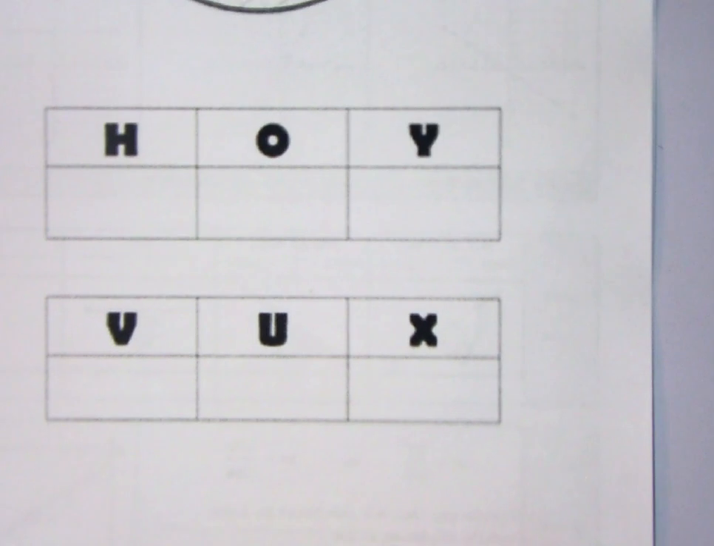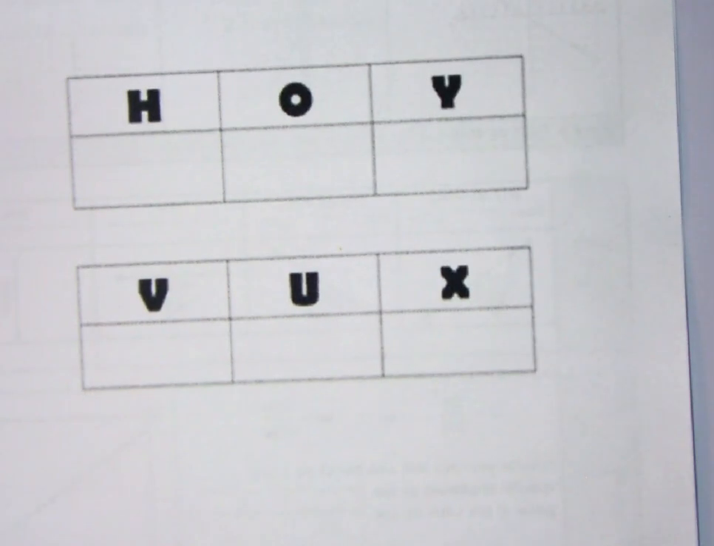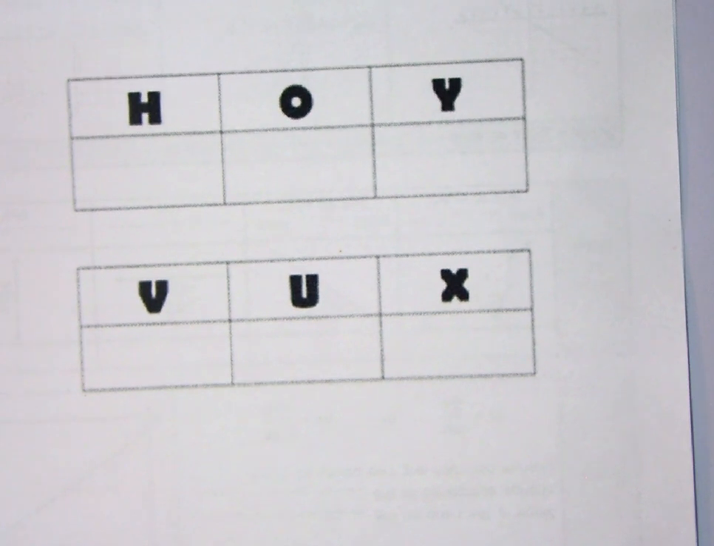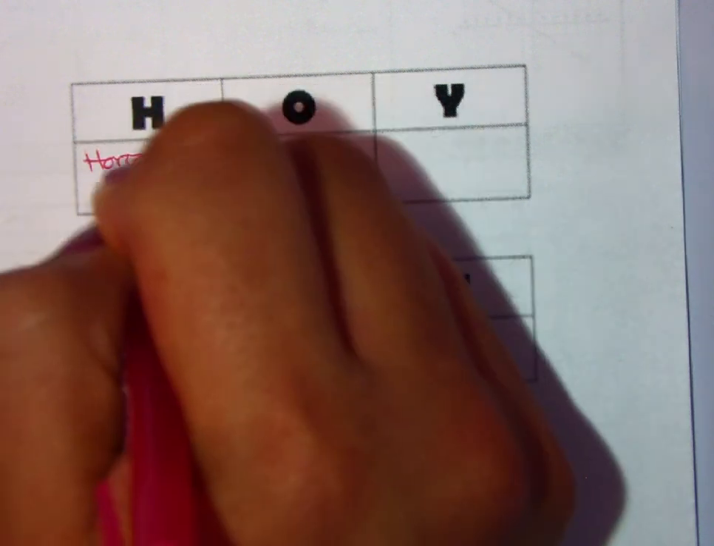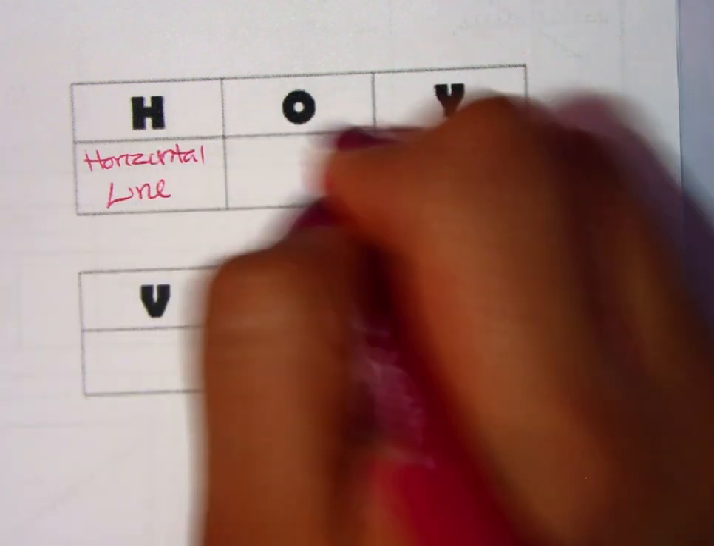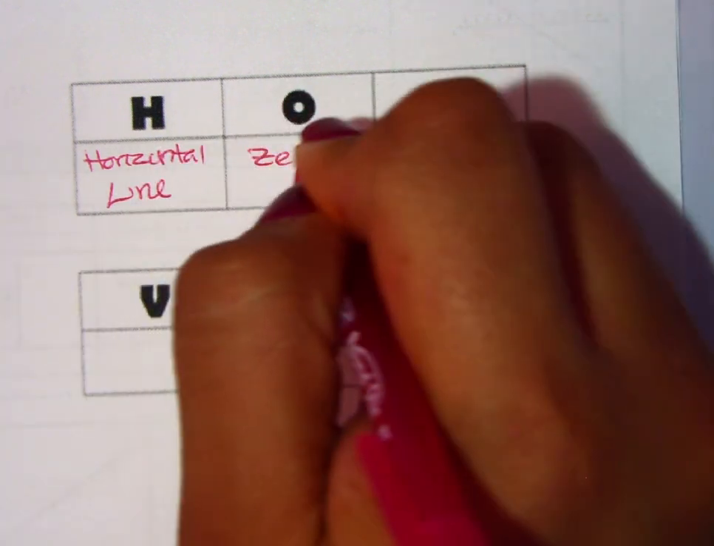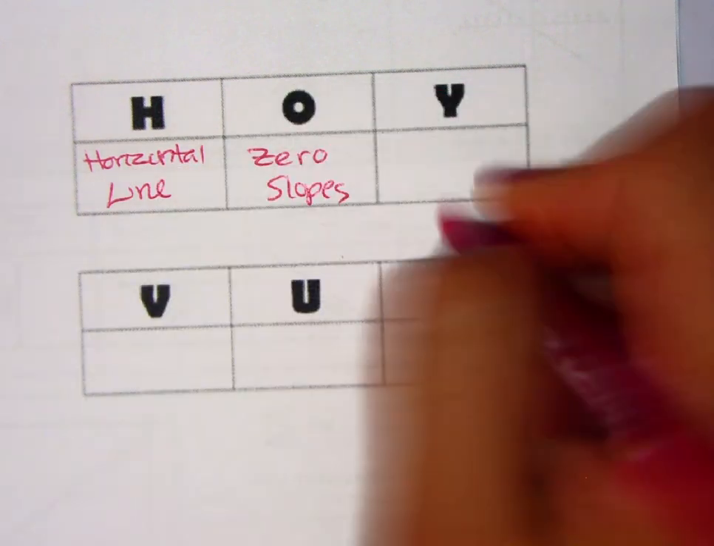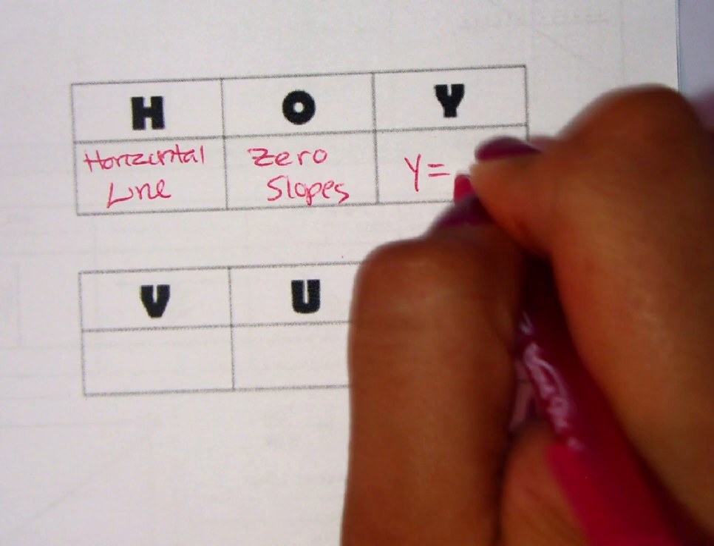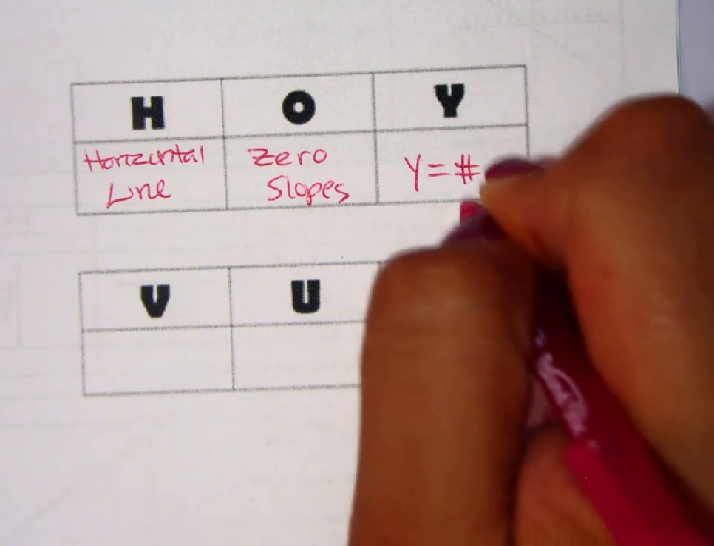Here's the Hoy-Bucks acronym, where if you refer to it, it can help you identify which slope goes to which based on horizontal lines or vertical lines. So H, Hoy, stands for horizontal line. And horizontal lines have zero slopes. That's what the O stands for. And all horizontal lines are written as y equals a number or a constant.